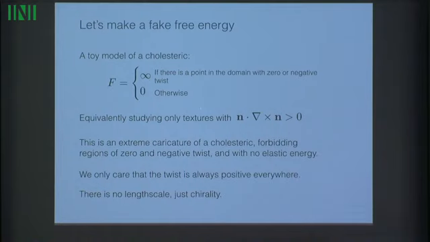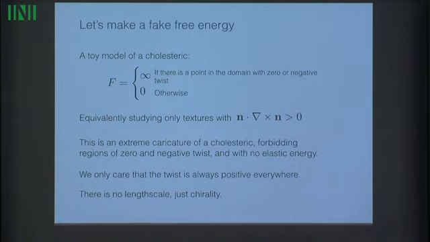So I only care about textures which have twist positive everywhere. Equivalently, I can say that there's some f, which is infinity, if there is a point in the domain with a negative twist and 0 otherwise. Okay? So this is an extreme caricature of a cholesteric. I care only that it's twisting everywhere, and I only care that it's twisting with the right sign, and I don't care at all about any other elastic property, any energetic property of it. I don't care about how it's twisting, how it's bending, what length scales there are. There's only care that the chirality is right. There's no length scale now in this thing, right?